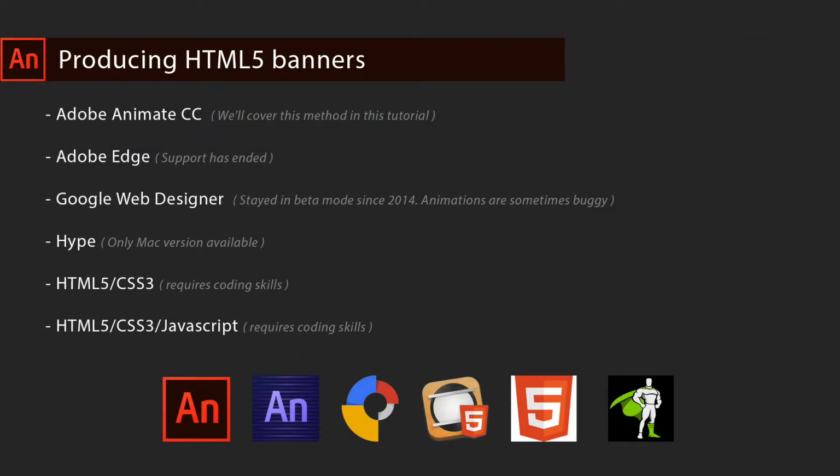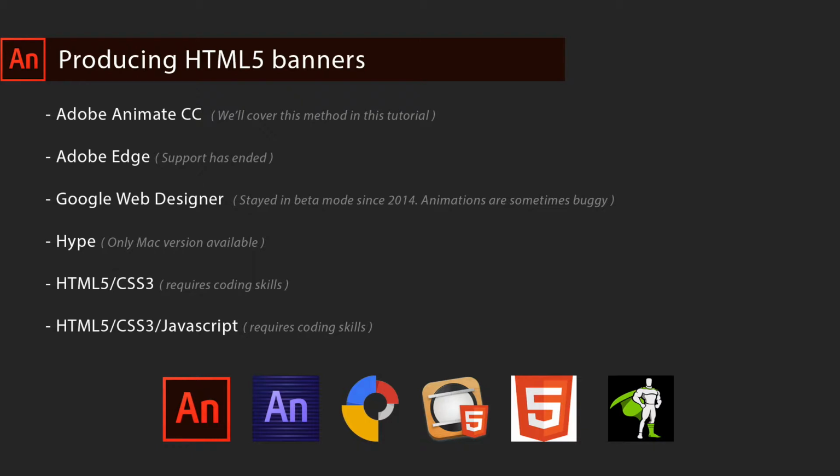There are different tools and methods that can be used to produce HTML5 banners. Some of the common methods are via Adobe Animate CC, which we will cover in this tutorial. Adobe Animate CC was originally called Flash and it has been rebranded as Animate CC in 2015. The software now focuses publication on HTML5 canvas element instead of SWF, which was previously the most popular format.